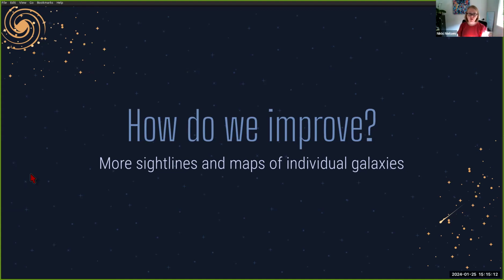So there's a couple different ways. So we can get more sight lines around galaxies, but we also want maps of individual galaxies where we can fully control for the mass, the star formation rate, and the location around the galaxy.